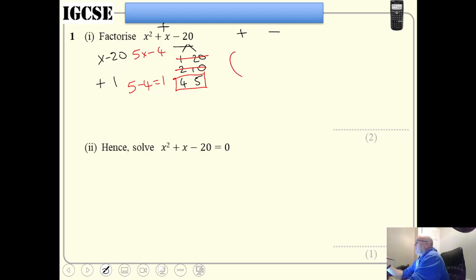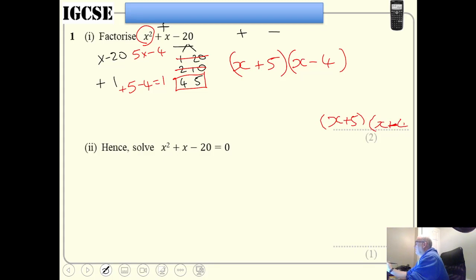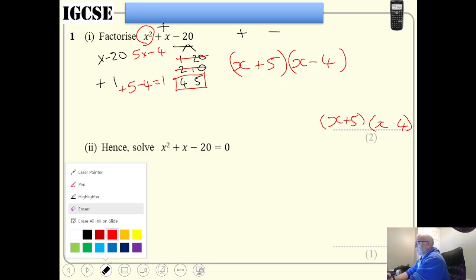Whenever you're factorising a quadratic, it will always factorise into two sets of brackets, because to make x squared, we need x multiplied by x. And we've found our two factors being positive 5 and negative 4. My solution for this one is x plus 5 and x minus 4. And that would give me 2 marks for that question.